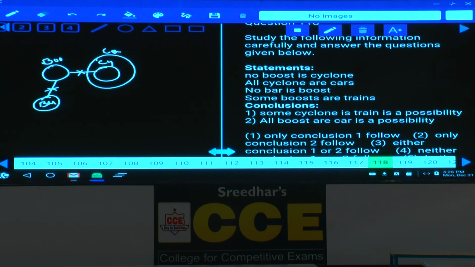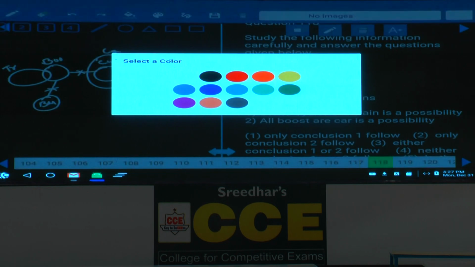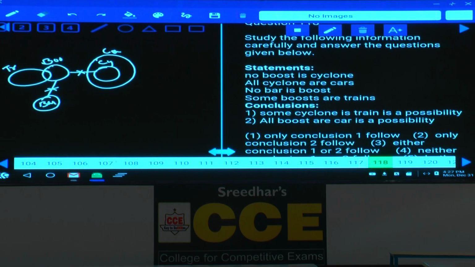And some boost are trains. Some of the boost are trains can be written like this. Then the first one, some cyclones are trains, is it a possibility? Yes, it is possible. How to write this? Some cyclones are trains. Now rather than writing train like this, tell me whether I can draw train like this or not. Now train and boost should be intersected, and cyclone and train must be intersected. Is it possible to draw like this or not?